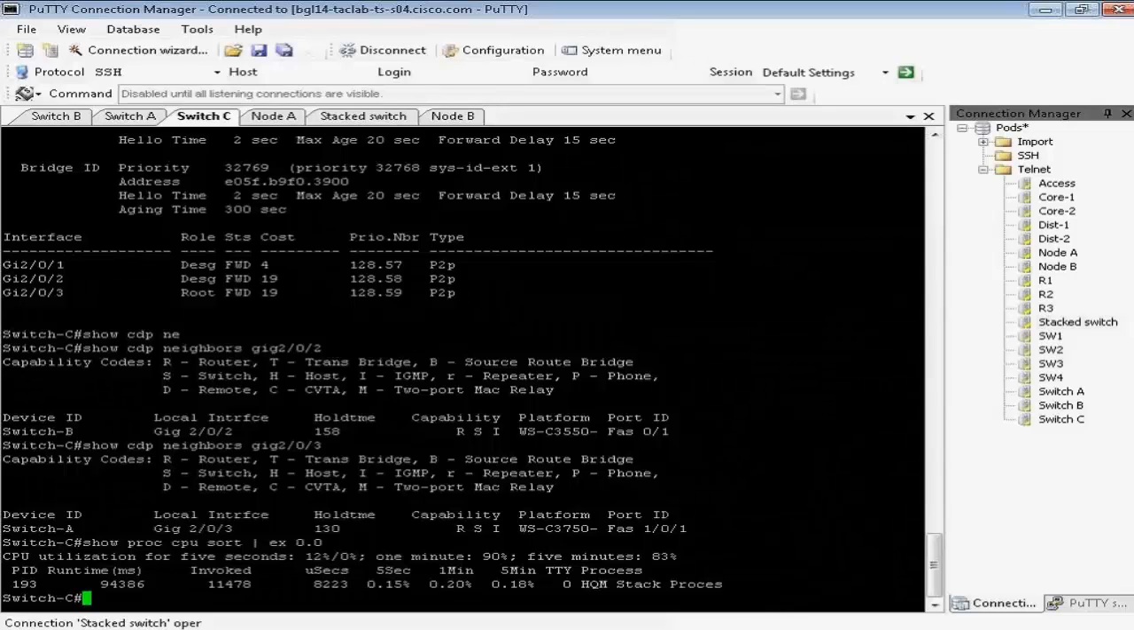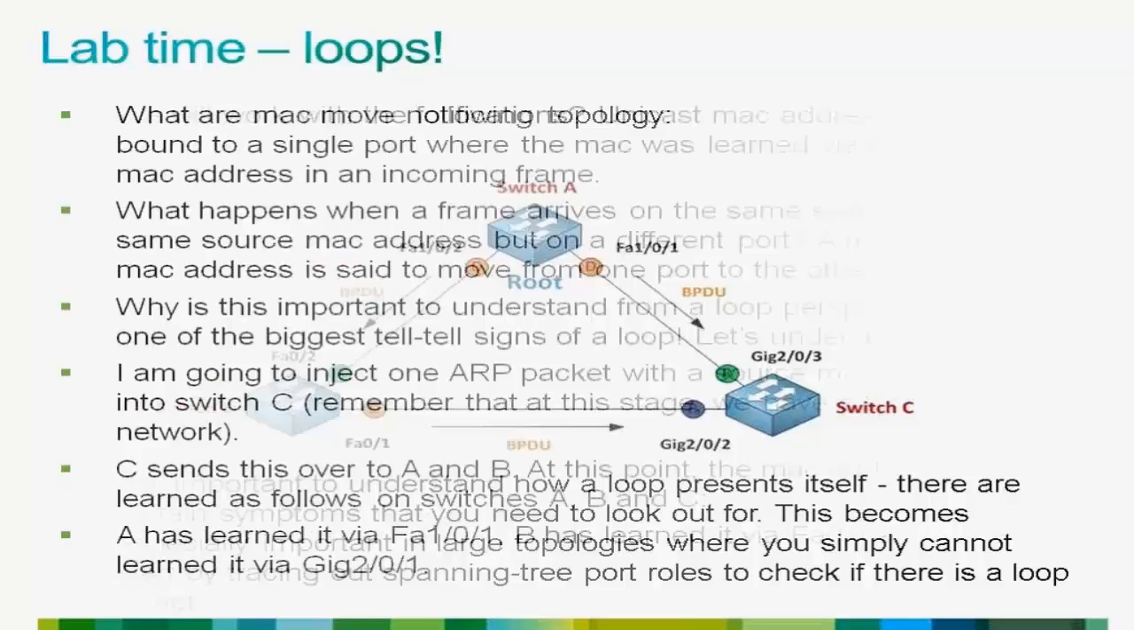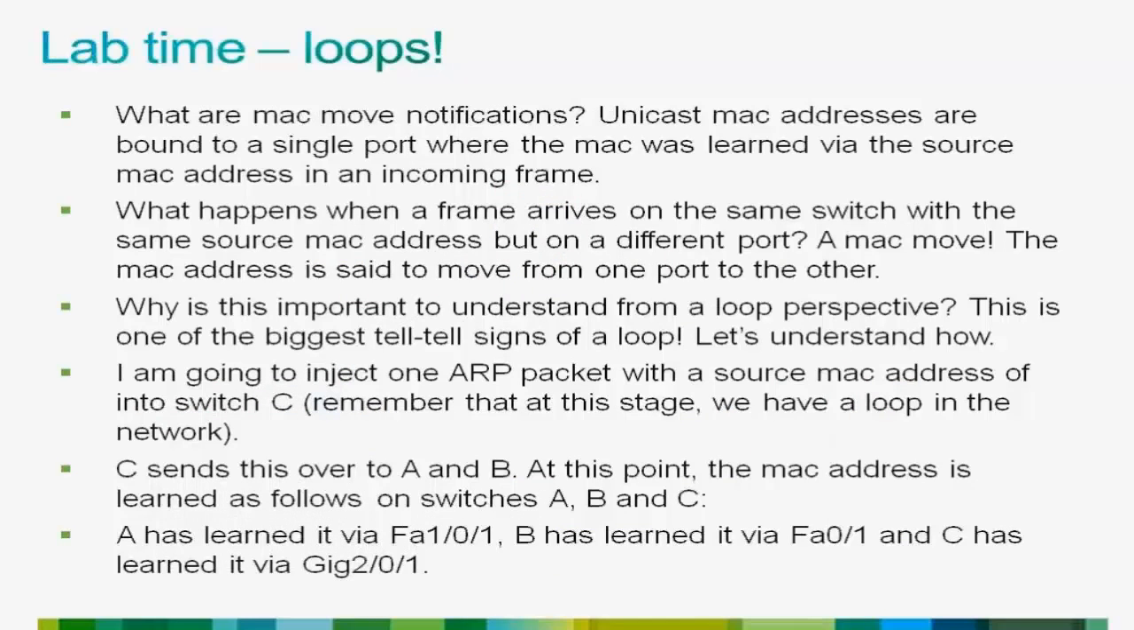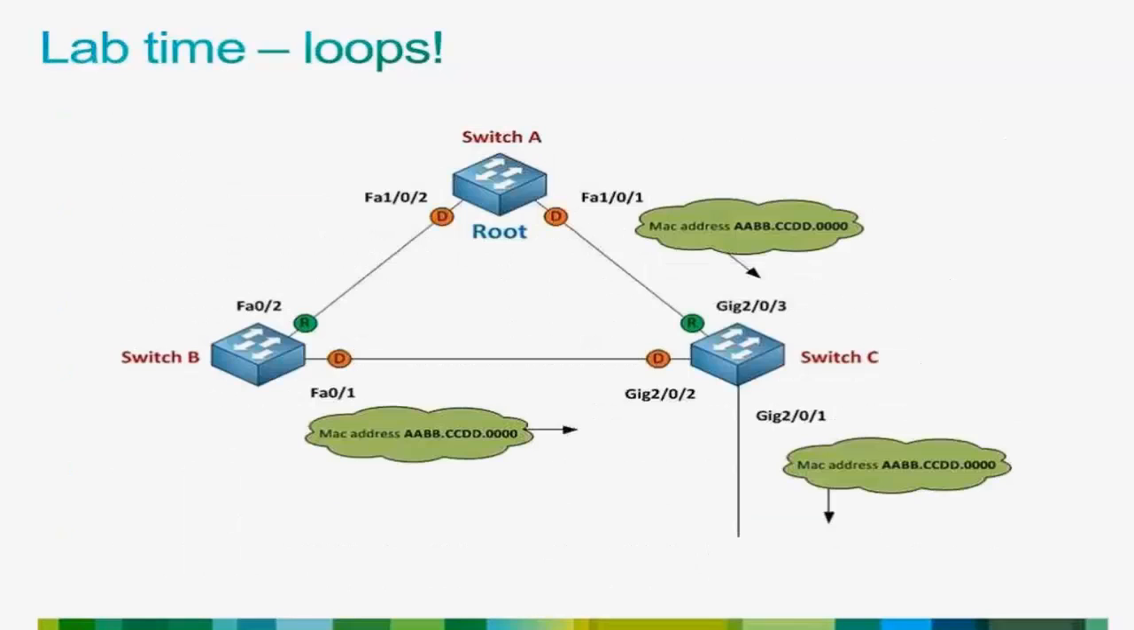Just to give you a simplified idea of how a loop presents itself, in terms of MAC moves, and how you can troubleshoot it, identify and finally fix the problem, let's go back to the slide where we were. This was a stable topology. I introduced the loop, and we talked about what exactly MAC moves are. Here you can see the MAC address was learned in this fashion when everything was stable. Now that the loop has occurred, let's say I inject a single ARP into switch C.